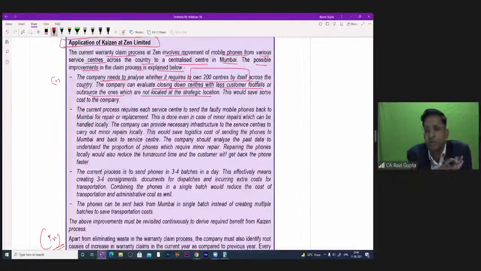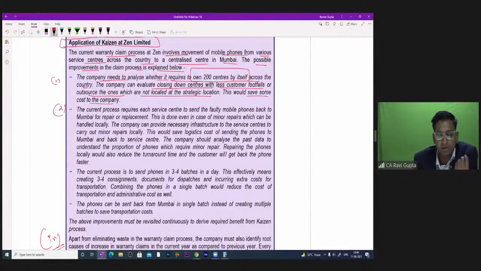What could be the strategic locations? The strategic locations could be like Delhi, Mumbai, or where we have a large customer base, or where we are trying to establish our business, or where we want to procure more customers. So that could be outsourced. Even if we are incurring losses, we cannot close that. We have to do the outsourcing. This would save some cost to the company.